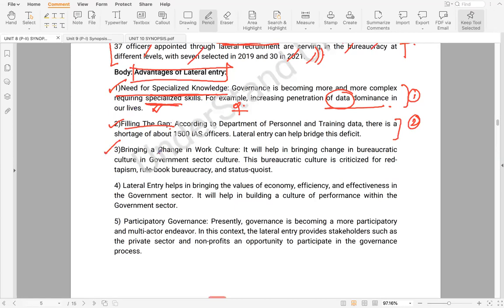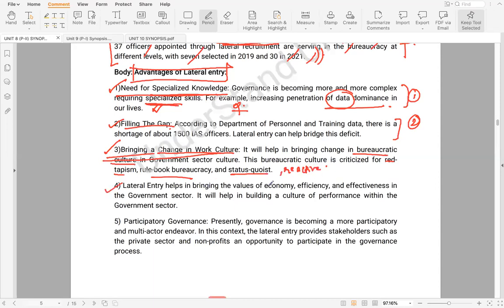Third, bringing a change in the work culture. You know that the private work culture differs from the government work culture. So it will help in bringing change in the bureaucratic culture in the government sector. This bureaucratic culture is criticized for red tapeism, rule book bureaucracy, status quoism, reactiveness rather than proactiveness, right? You can write all the negatives here for the bureaucratic culture.